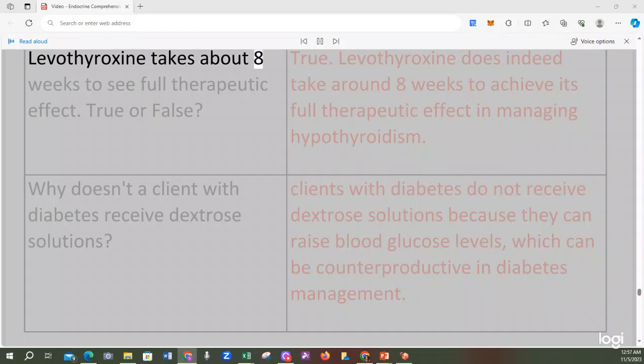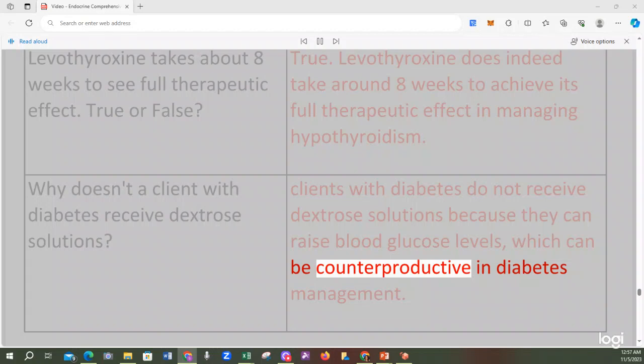Levothyroxine takes about 8 weeks to see full therapeutic effect. True or false? True. Levothyroxine does indeed take around 8 weeks to achieve its full therapeutic effect in managing hypothyroidism. Why doesn't a client with diabetes receive dextrose solutions? Clients with diabetes do not receive dextrose solutions because they can raise blood glucose levels, which can be counterproductive in diabetes management.